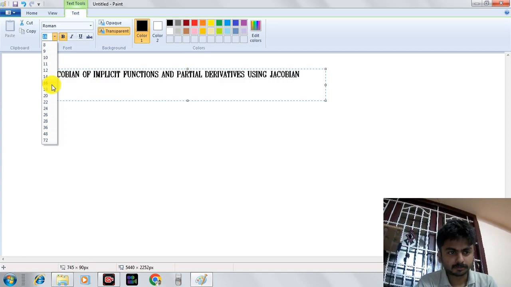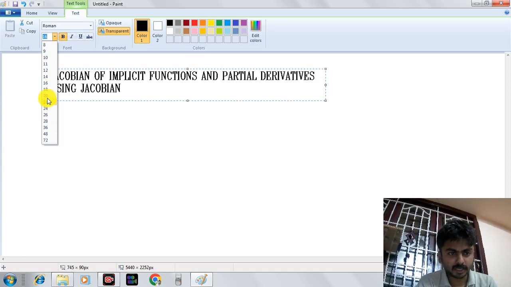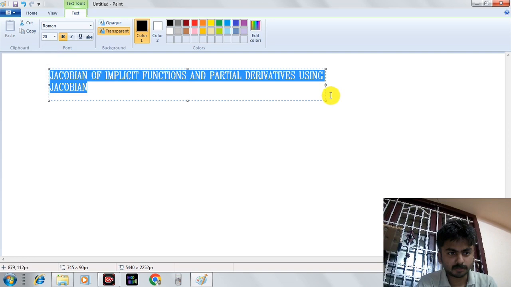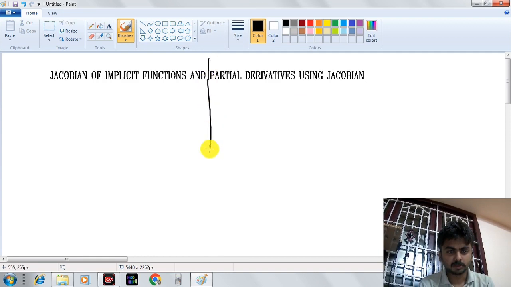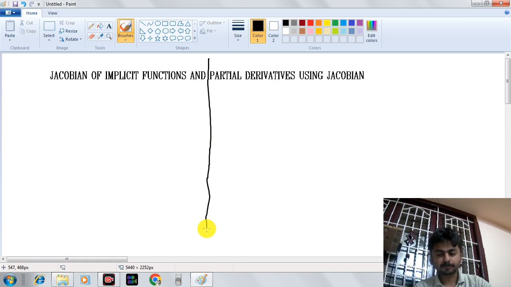Under these topics we have some formulas, so we have to be thorough with those formulas. Jacobian of implicit functions and partial derivatives using Jacobian. First we shall split the topic into two: one is Jacobian of implicit functions, and the second topic is partial derivatives using Jacobian.